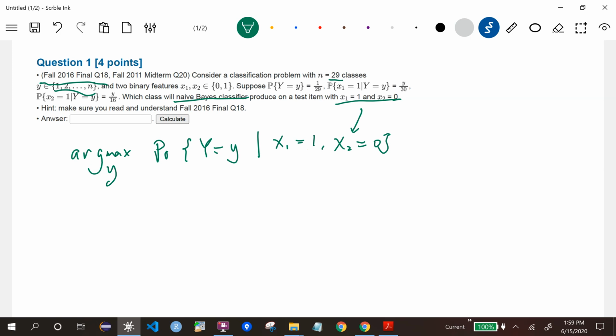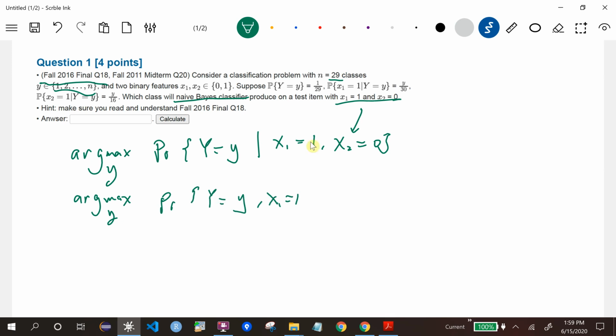So we need to compute the expression for this probability for all the possible y's and figure out which y occurs with the largest probability, and then we'll just classify it as that class. So now let's try to do that. Argmax of y, probability of Y is y.